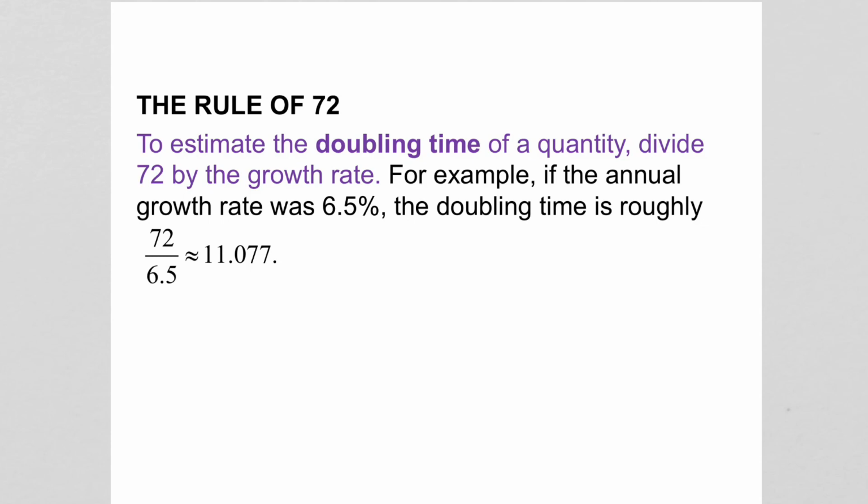And then the last thing here is something called the rule of 72. To estimate the doubling time of a quantity, divide 72 by the growth rate. For example, if the annual growth rate is 6.5%, the doubling time is roughly 72 divided by 6.5, which is what we just found, about 11 years. So that's nice. And that's the end of the section.